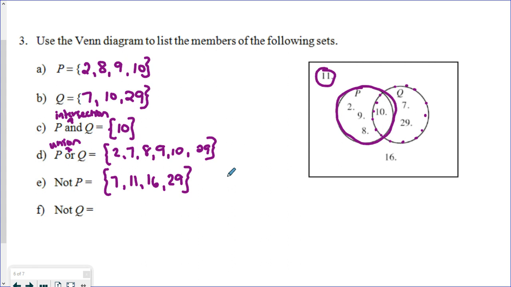are all not within P. Not within Q, so that's anything that's not in my dotted circle there. So 2, 8, 9, 11, and 16 are all not within Q. So hopefully that makes sense, some of these words. So and, or, and not. You need to be really careful with them and think about, in terms of a Venn diagram, what they actually represent.